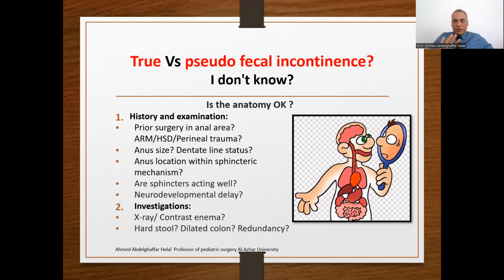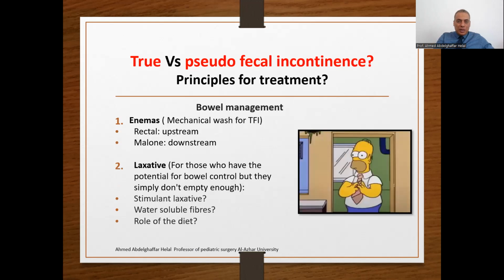Very important to perform an X-ray to see the fecal load inside the colon, the degree of dilatation of the colon or rectum, and the redundancy. Sometimes the colon is very redundant, called loop to loop or dolichocolon. This colon actually has very slow motility. So it's very important for the pediatric surgeon to be aware of these two different presentations.